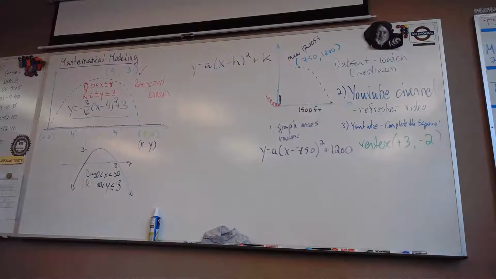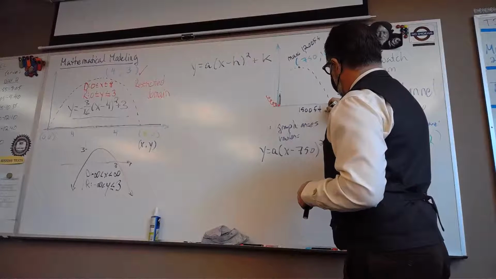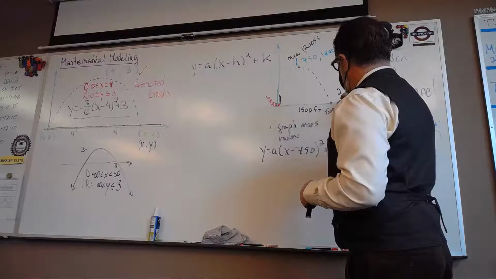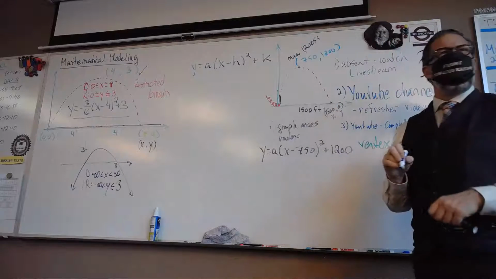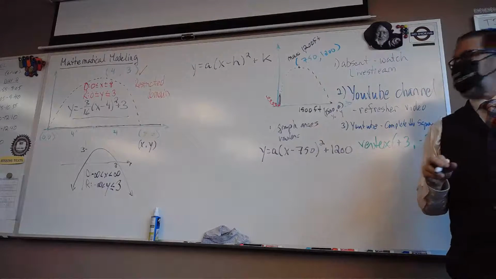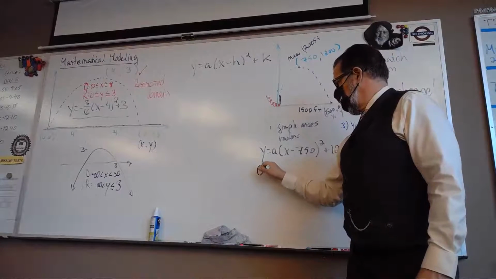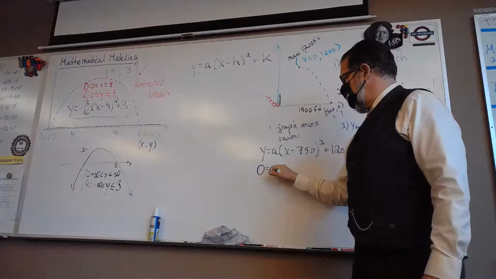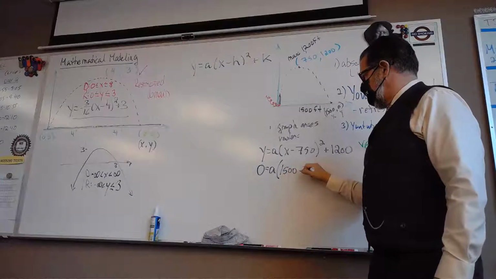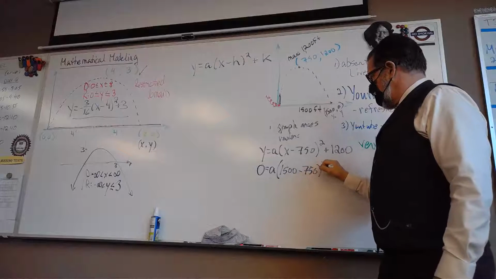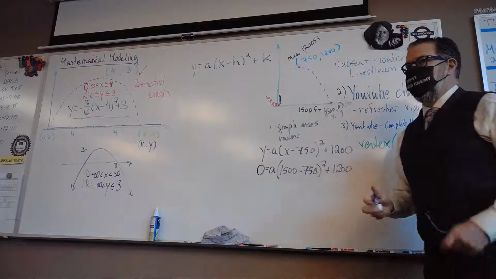So 1,500, 0. I've got 1,500 comma 0 over here, and then 0, 0 on the other side. Doesn't really matter which one I do. It's going to give me the same answer either way. So let's just plug this in. 0 equals a times 1,500 minus 750 squared plus 1,200.